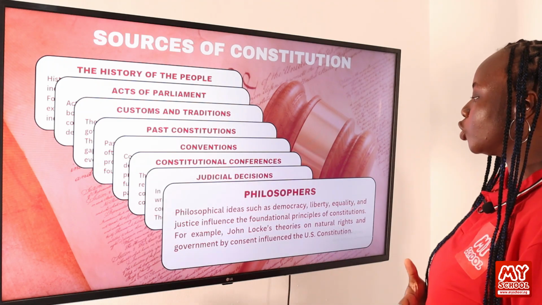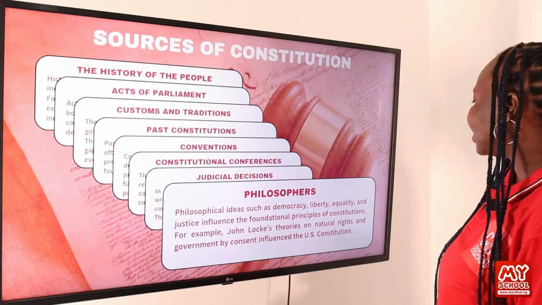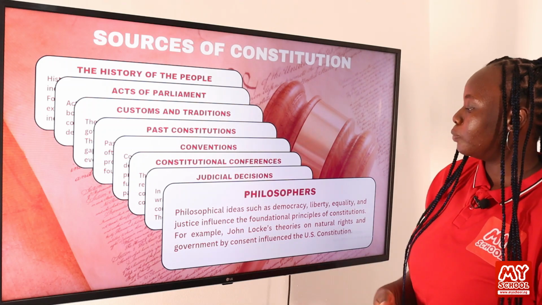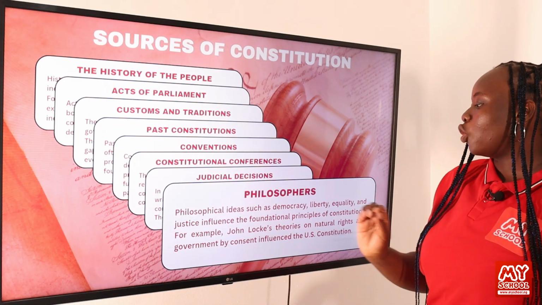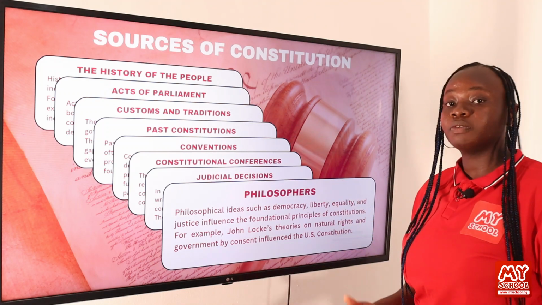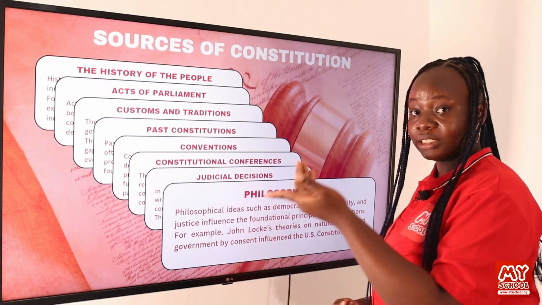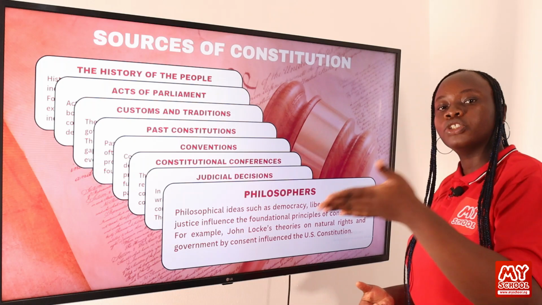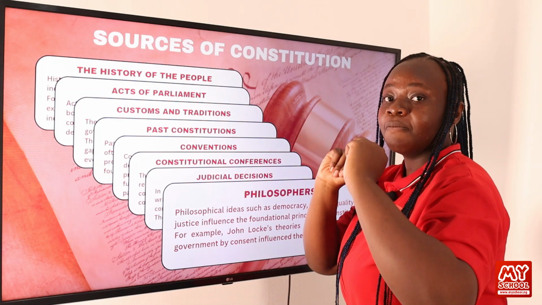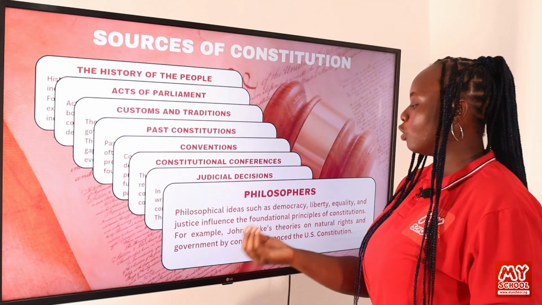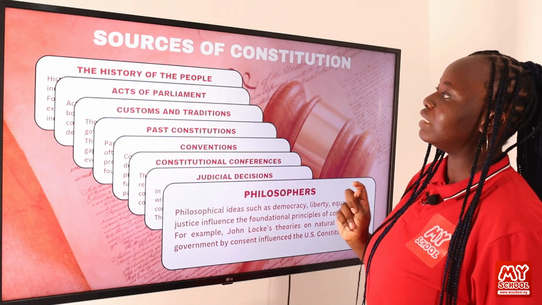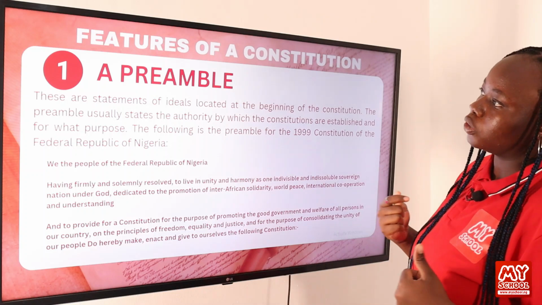We have philosophers. Philosophical ideas such as democracy, liberty, equality, and justice influence the foundational principles of constitutions. For example, John Locke's theory on natural rights and government by consent influenced the US Constitution. So we talked about how several principles, even the principle of separation of power by Montesquieu, who is also a philosopher, also influenced the Constitution of the United States of America. And here in Nigeria, we adopted the traditions of the United States as well. So all of these principles developed by these philosophers are also in our Constitution. Now let's move on to the next slide, where we'll discuss the features of a constitution.